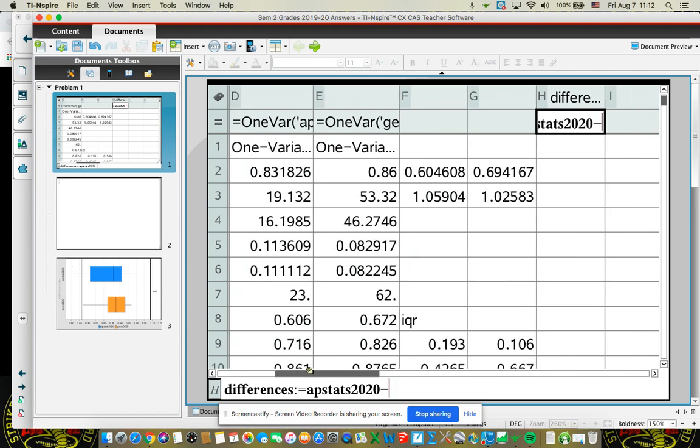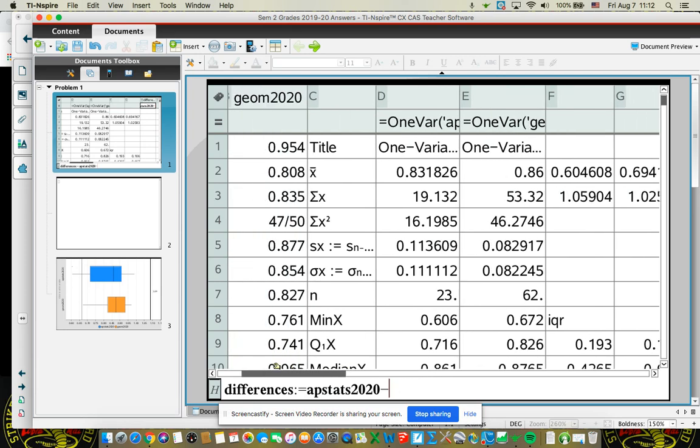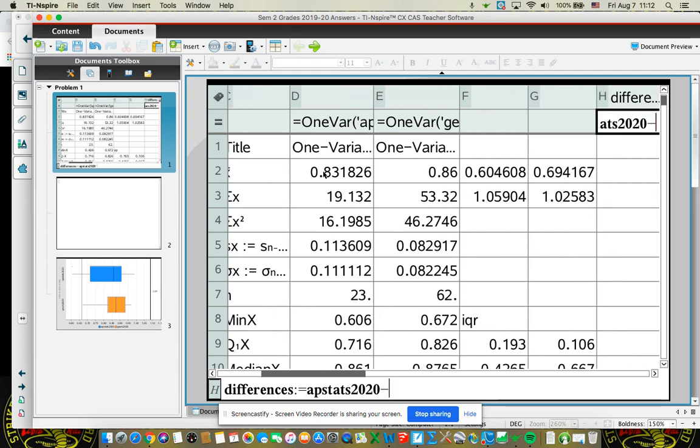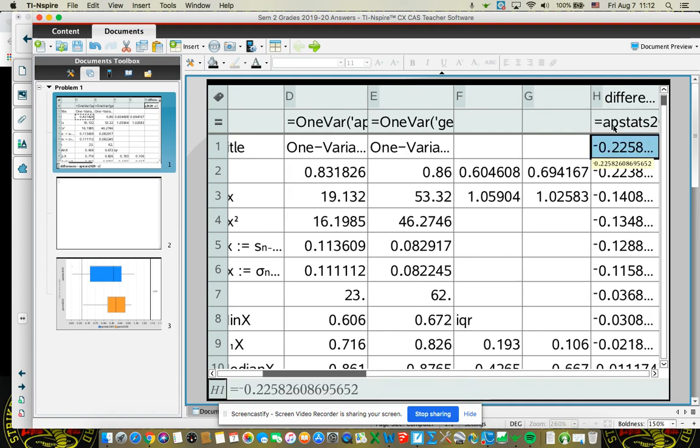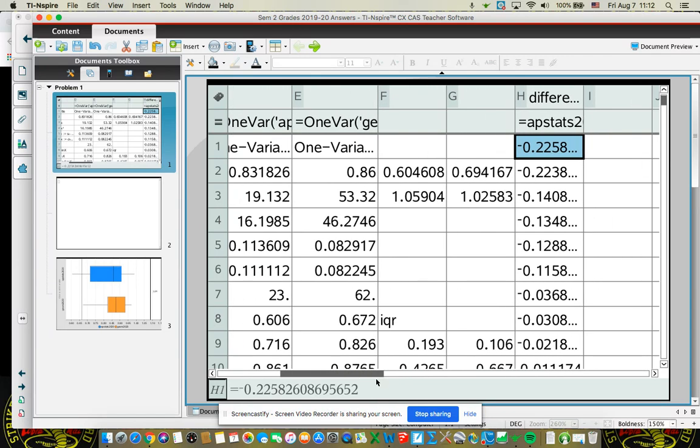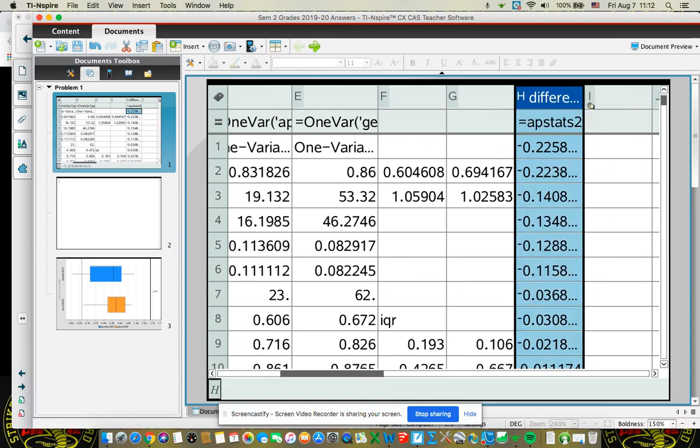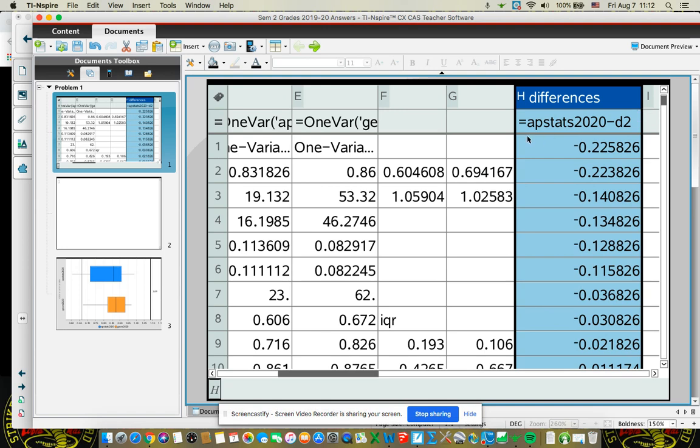I forgot where that was. Can I move this over? There we go. Got to go over to the mean of the first one, this one. Boom. I'll click on that. Okay, so I'm taking my whole list and subtracting the mean, and that will give me all my differences. Let me open this up so you guys can see this a little better. Okay, so that's the whole list minus the mean for that list.